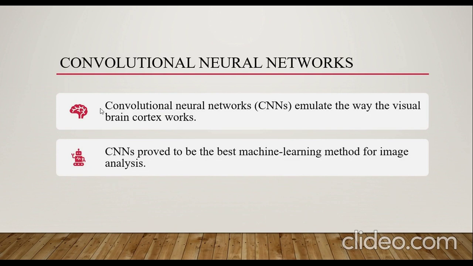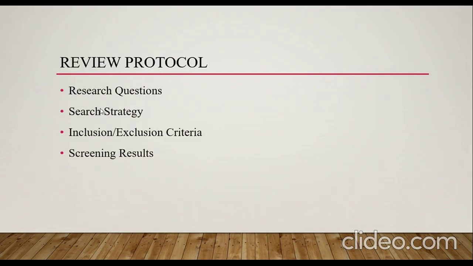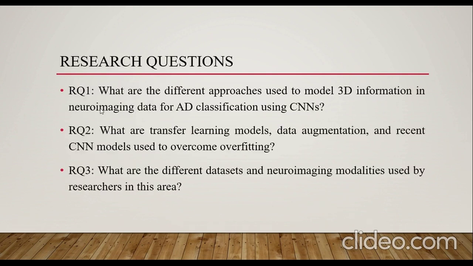We narrowed down our review to only studies using convolutional neural networks. Convolutional neural networks is a deep learning model that emulates the way the visual brain cortex works. CNNs prove to be the best machine learning methods for image analysis. So now let's go through our review protocol, including our research questions, search strategy, inclusion criteria, and screening results.